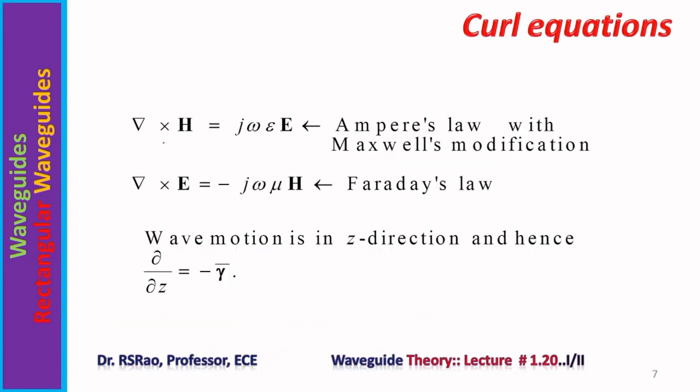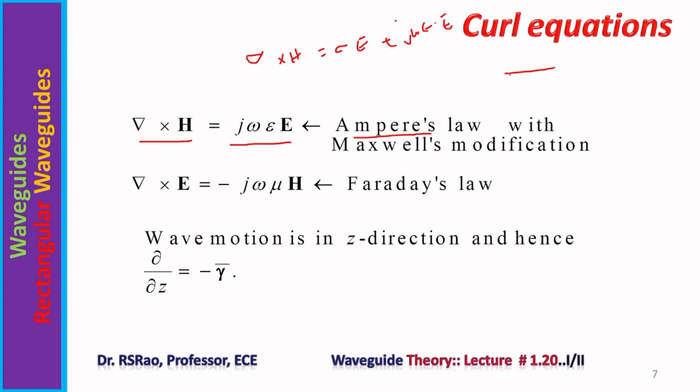Now, Maxwell's curl equations. Del cross H equals j omega epsilon E. This is the Ampere-Maxwell law. The actual law is this one: del cross H equals sigma E plus j omega epsilon E.